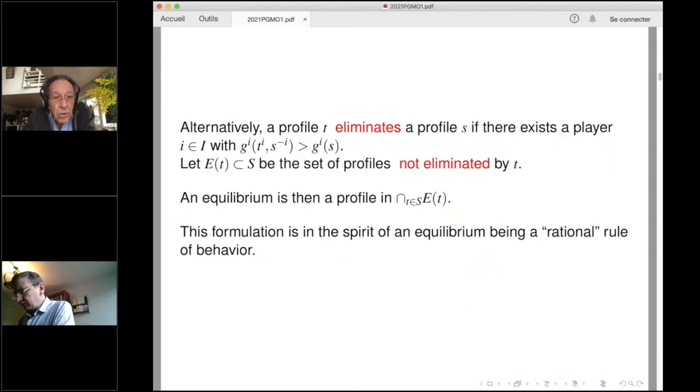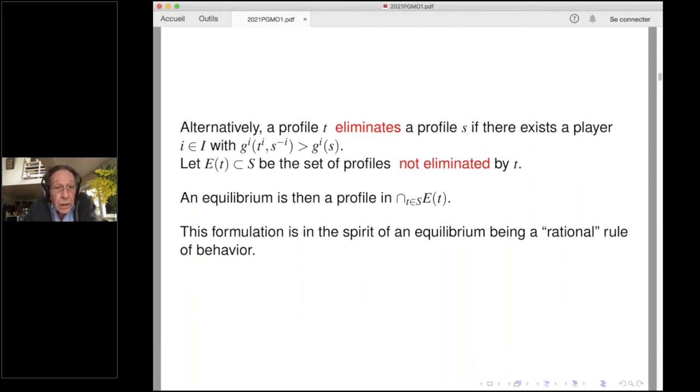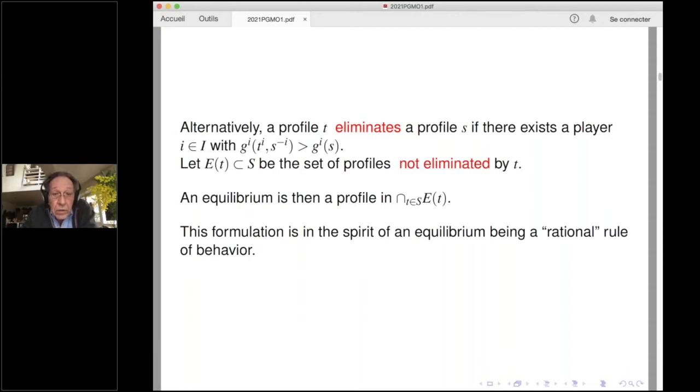Alternatively, we can say that a profile T eliminates a profile S if there is a player i for which T_i is better than S_i facing S_{-i}. So you look at a profile S and then there is an alternative profile T. If one player will prefer the component T_i to S_i, then T eliminates S. So if we denote by E(T) the set of profiles that are not eliminated, an equilibrium is a point in the intersection.